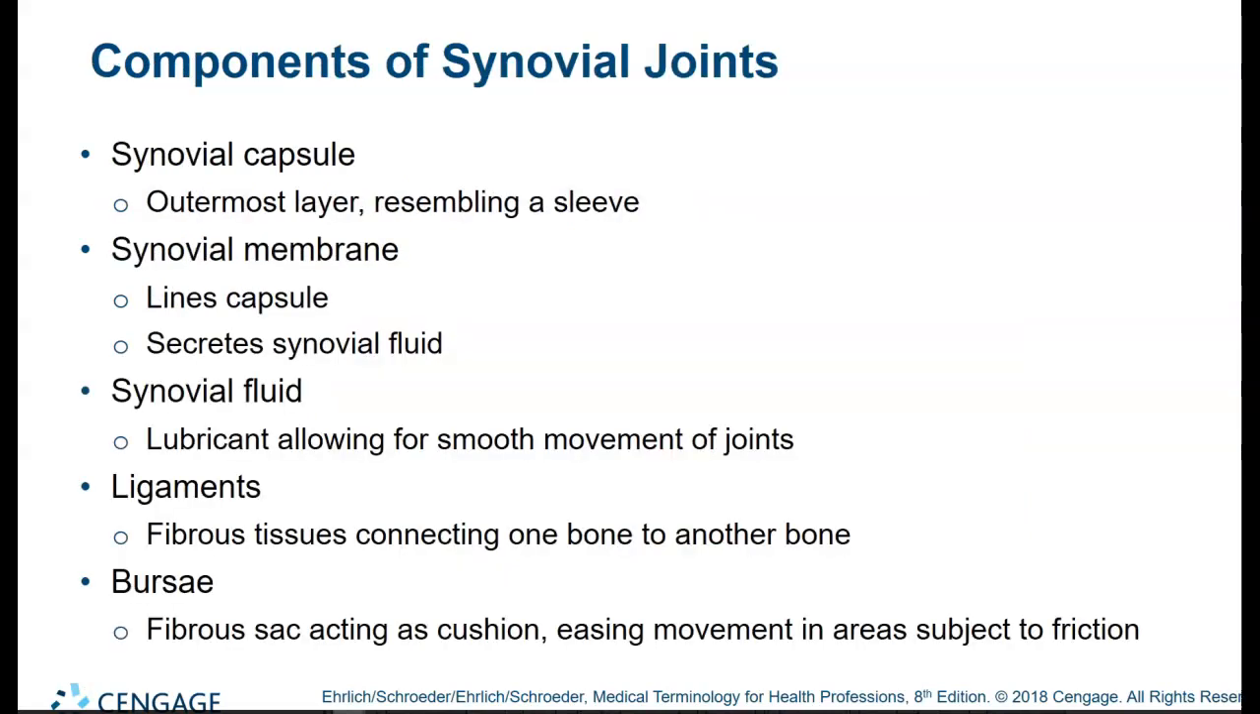The components of synovial joints, we need to have that synovial capsule or a membrane. What that does is it lubricates that joint for us so we can move it and it doesn't hurt. There are also ligaments. Those are fibrous tissues that connect one bone to another bone.